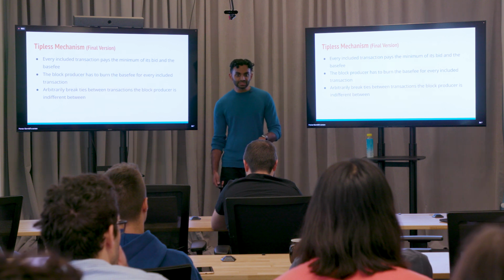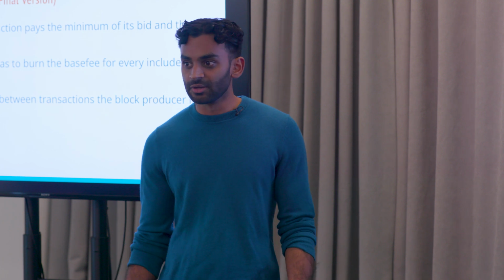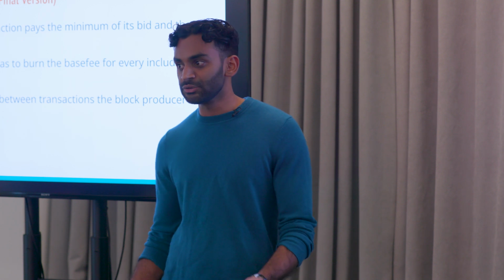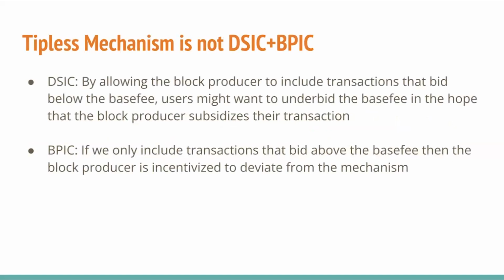And we have to redefine this mechanism in this world, which includes the notion that users are allowed to underbid and still get included. We'll say that every included transaction pays the minimum of their bid and the base fee. So if they bid under the base fee, they can still get included if the block producer is willing to subsidize them, which was not the case in the previous version. Now the block producer is still required to burn that base fee for the transaction to be included, and we're still going to do some arbitrary tie breaking between transactions the block builder and block producer is indifferent between. And so to formally see why it's not DSIC, right?